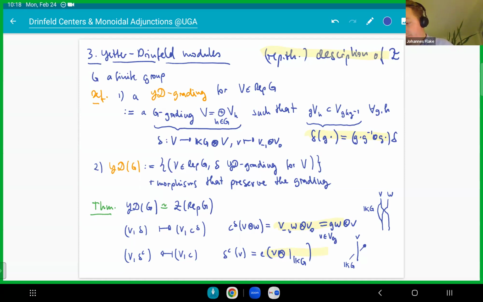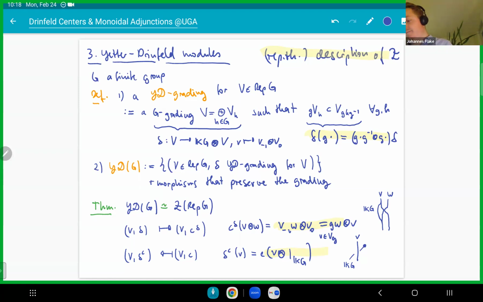So I need some setup. First of all, I want to define what a Yetter-Drinfeld grading is. A Yetter-Drinfeld grading for an object in rep G, so for a G-module, is a grading such that the action on the graded slices moves them around according to the conjugation action on the group. So this is the Yetter-Drinfeld condition.